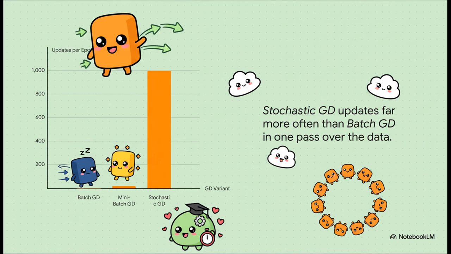During one epoch, which is just one full pass over all our data, batch GD updates only once. Stochastic, on the other hand, updates after every single example. And mini-batch, as you can see, hits that sweet spot right in the middle.